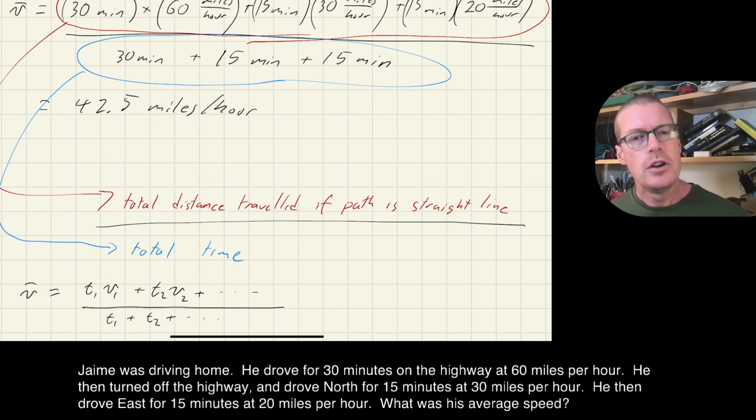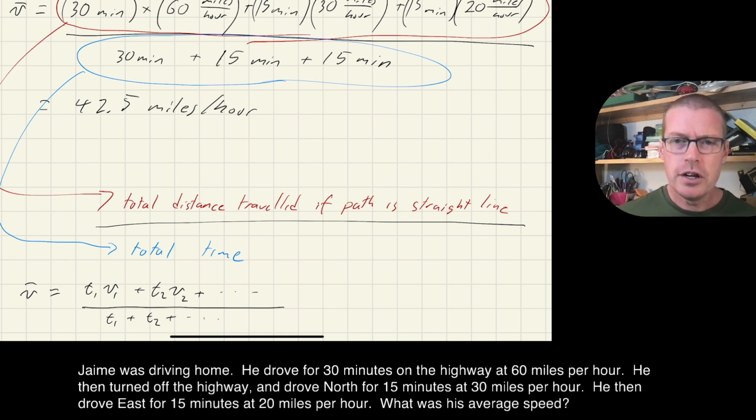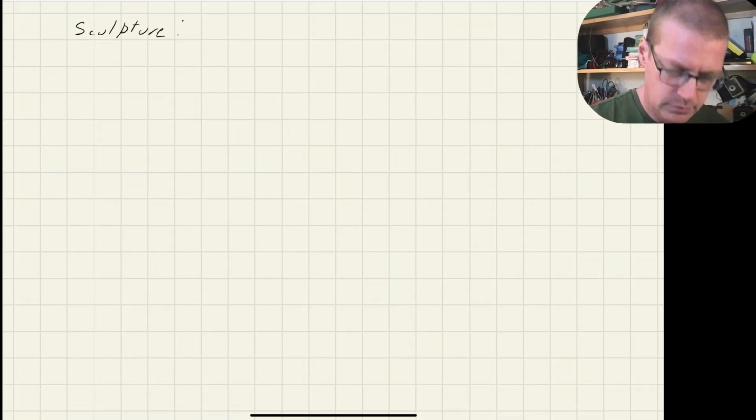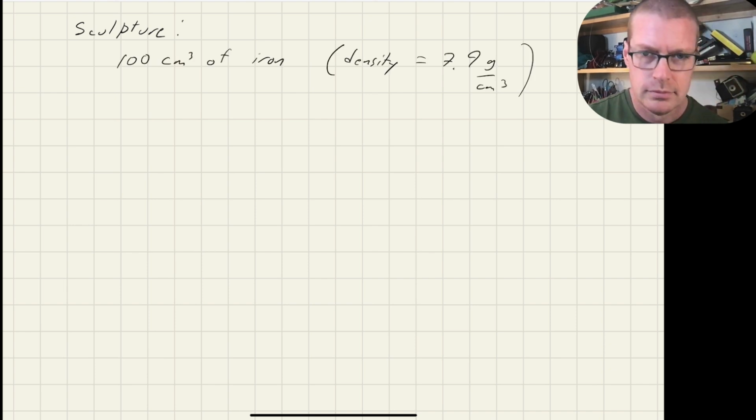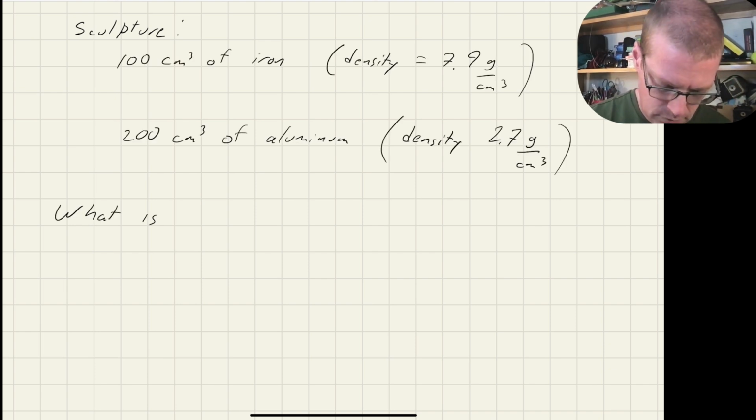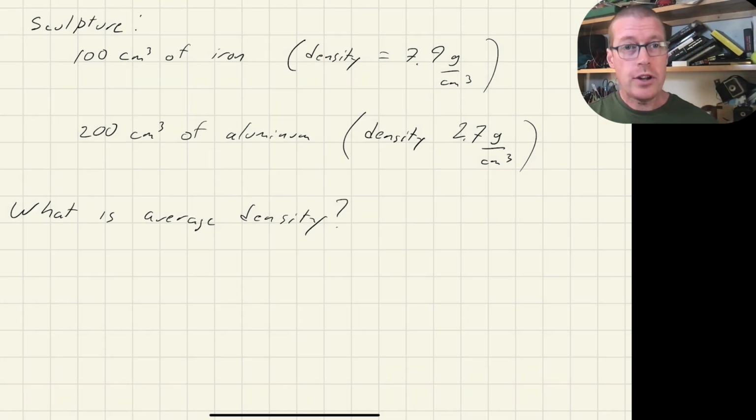For example, you should be aware that density is a measure of mass contained in a certain volume. Imagine I make a yard sculpture by brazing 100 cubic centimeters of iron onto 200 cubic centimeters of aluminum. And someone wants to know, what is the average density of the sculpture? Okay. And we could have a formula for this kind of thing, but this is really the same reasoning as we did for velocity.